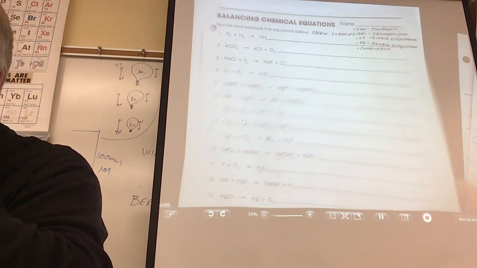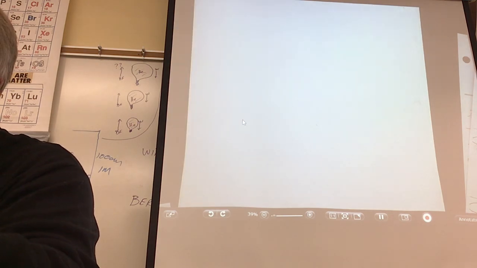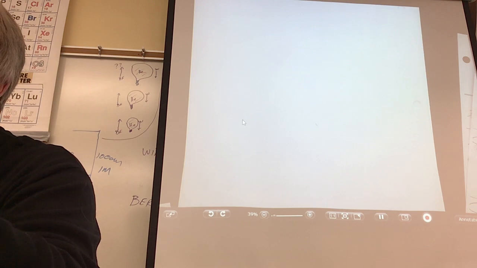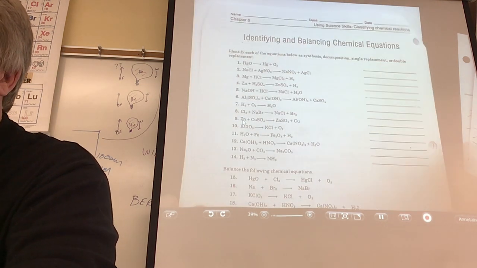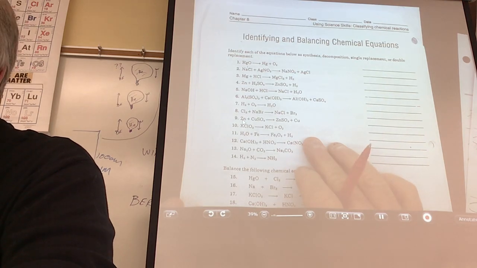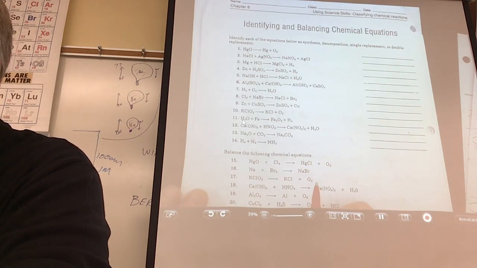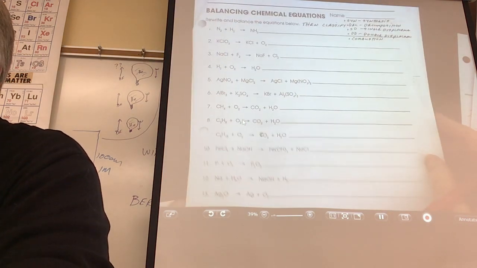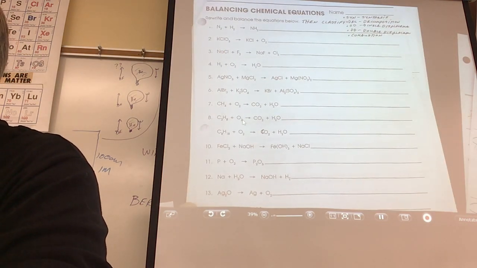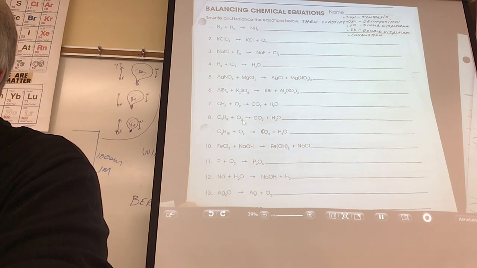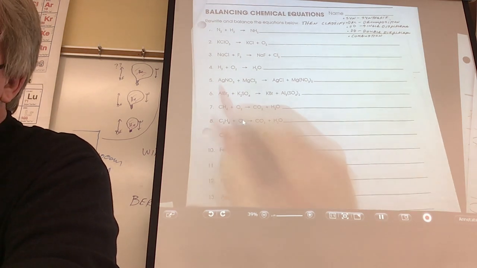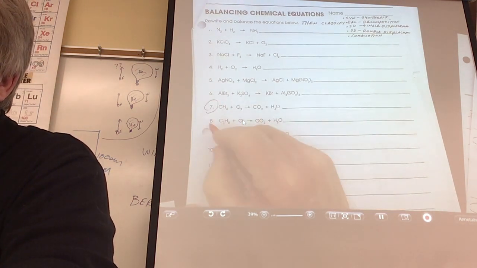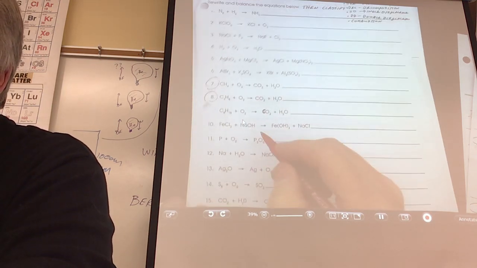Over here on this side, which side? This side. Okay. This one just says to identify them, and this one says to balance them, okay? Let's do these. I like these. I like them better. All right. Let's go ahead and try. Since they didn't have any combustions on the other one, let's try some combustions, okay?